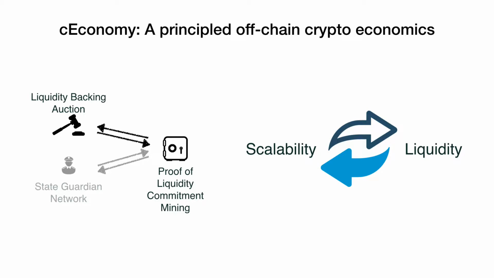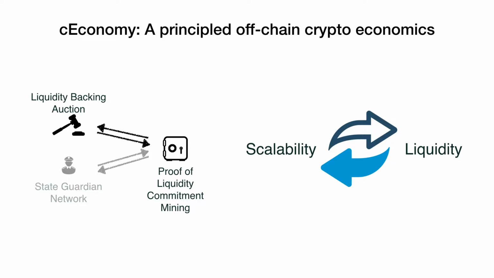So this is a three-component economic construct. One is called liquidity backing auction, proof of liquidity commitment mining, and a network. Just very briefly talk through that. Now, the purpose of this crypto economic construct is to solve two challenges. One is the scalability versus liquidity challenge. The other is the scalability versus availability challenge. So for the off-chain world, we are getting scalability. This is great, but there is no free lunch. We're making some trade-offs as well.